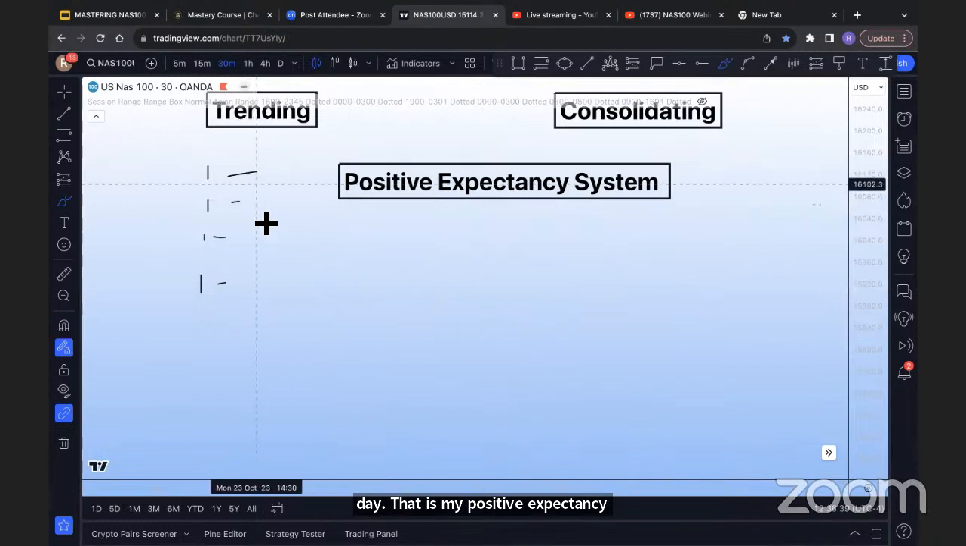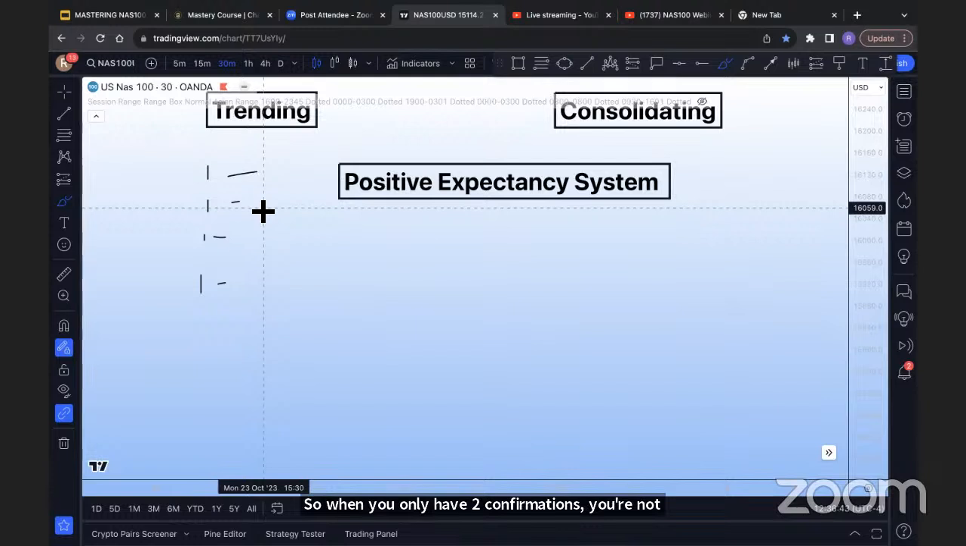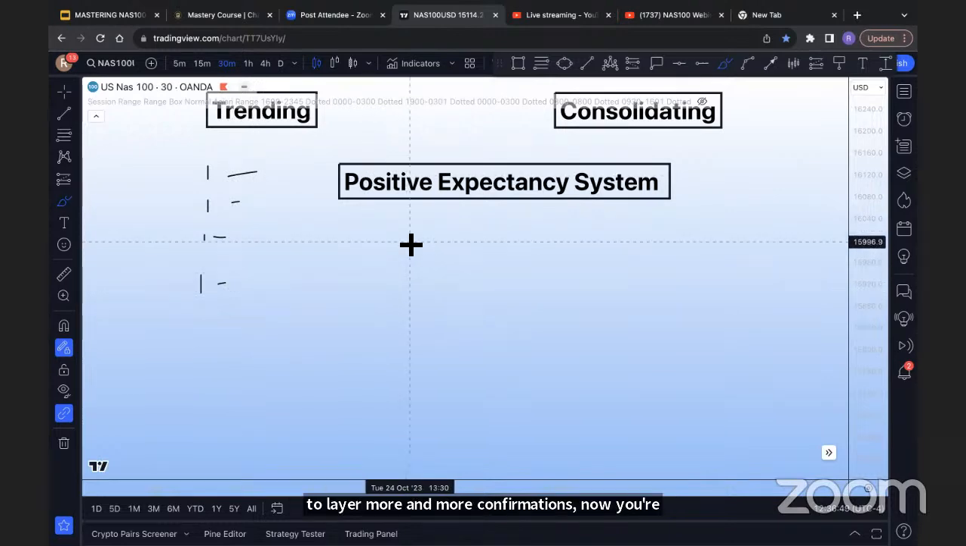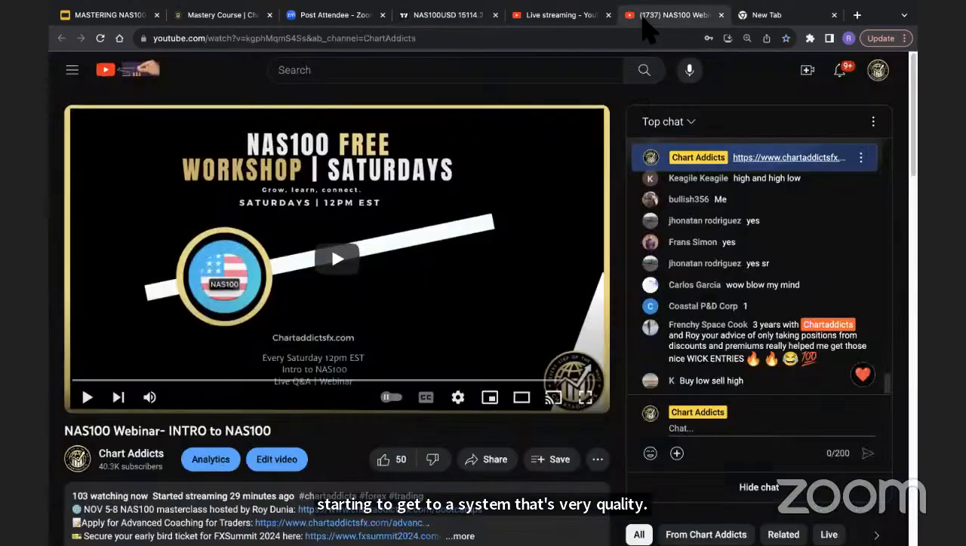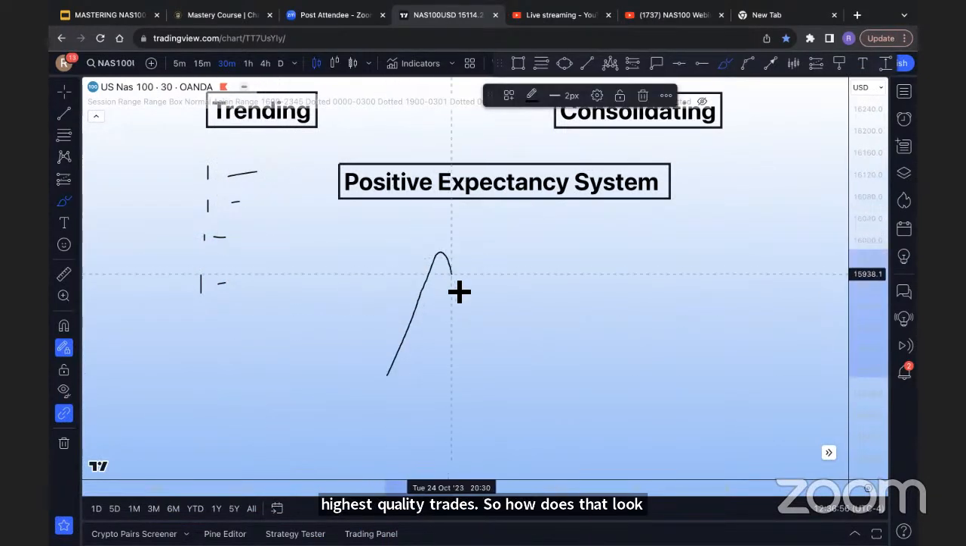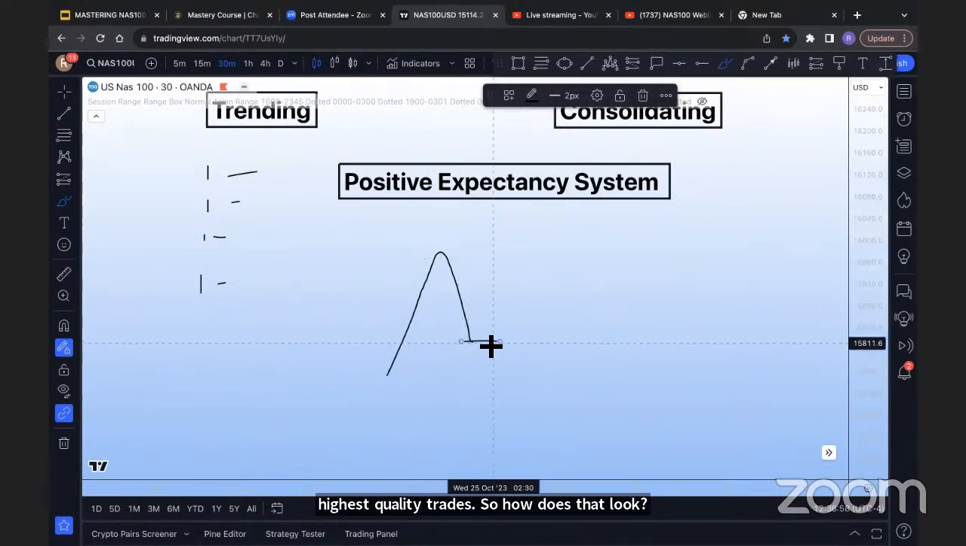So when you only have 2 confirmations, you're not getting a high probability expectation. When you start to layer more and more confirmations, now you're starting to get to a system that's very quality. You're only going to be selectively looking for the highest quality trades. So how does that look? The market breaks up and comes back for a retracement to 50%.